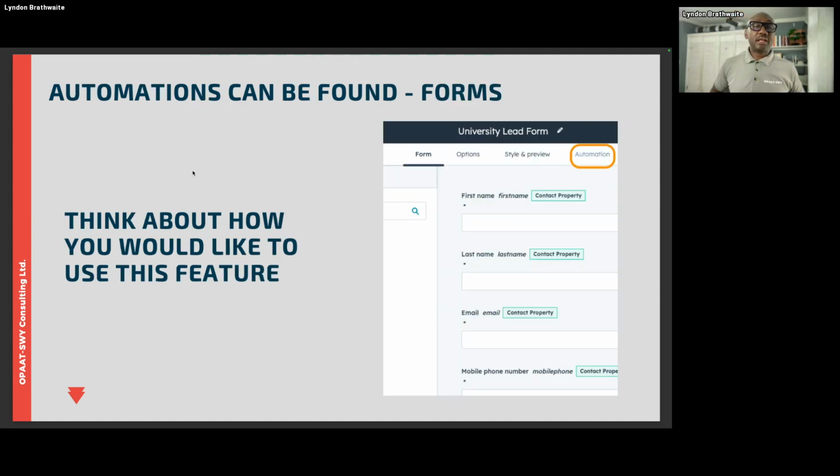So in other areas where automations could be found, we can actually look at that from the standpoint of forms. All right. So again, you are bringing in leads, because forms is something that most schools, when we work with the schools, they're always using a form, right? Form for this, form for that, form for the third. So again, it's different things.